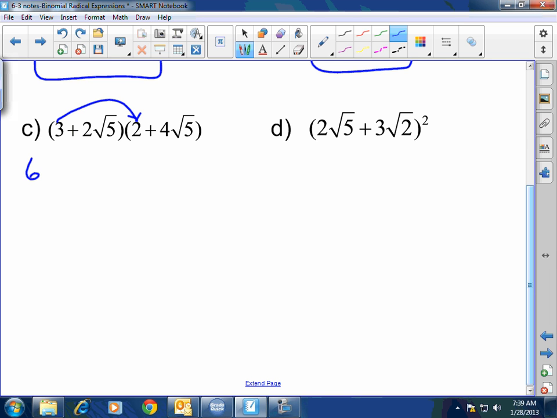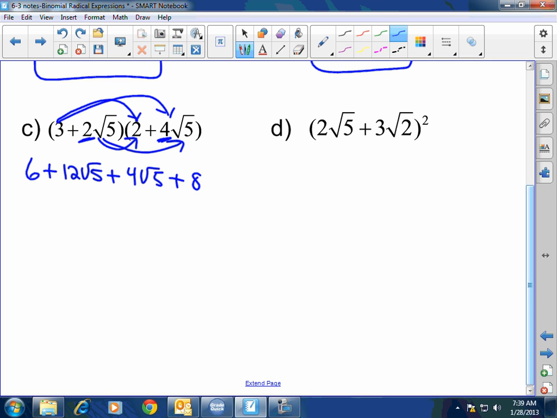3 times 2 is 6, plus 3 times 4 square root of 5 is 12 square root of 5. Plus 2 square root of 5 times 2 is 4 square root of 5. Plus 2 times square root of 5 times 4 square root of 5 is going to be 2 times 4 is 8 times square root of 5 times square root of 5 is 5. So again, I'm going to combine like terms. I'm going to get 16 square root of 5 plus 46.